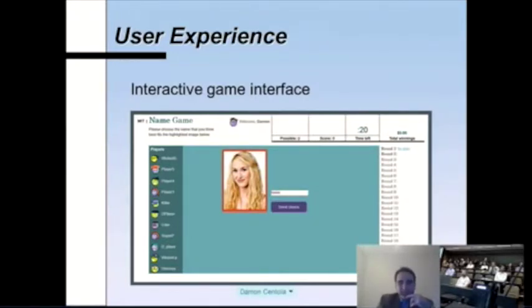In order to understand the results for this experiment, it's important to understand this particular design. So if people have any questions about this user experience, they can ask them now before I move on to the results.